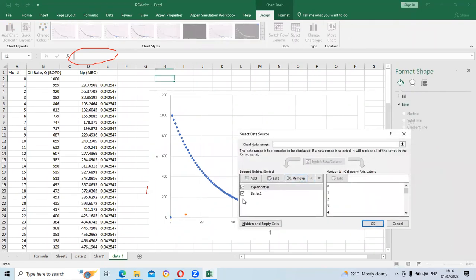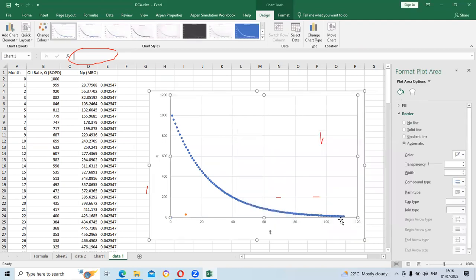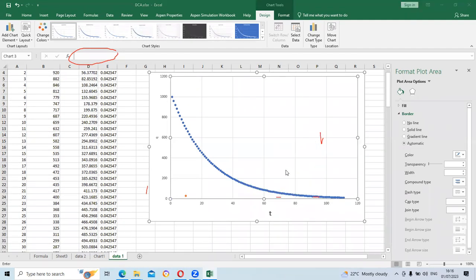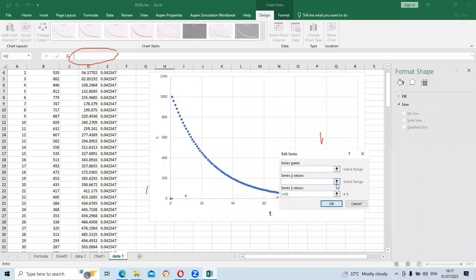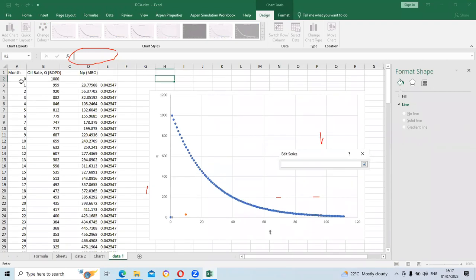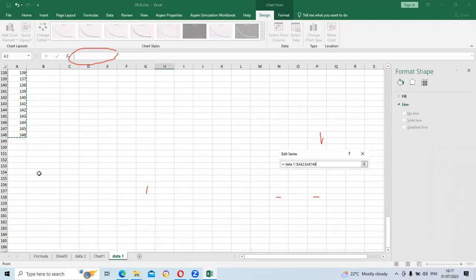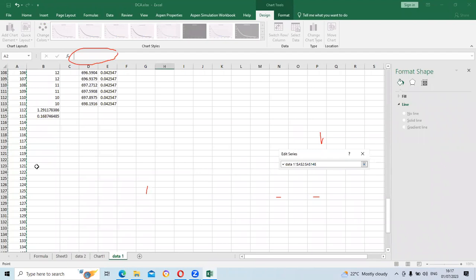Select data. Let's redo it. Select data, we add. For the x-axis, we have our time. Control Shift down. We don't want to take it too down because these other ones, we added them there.